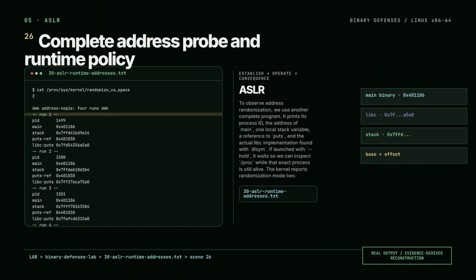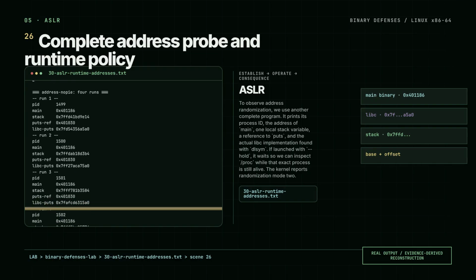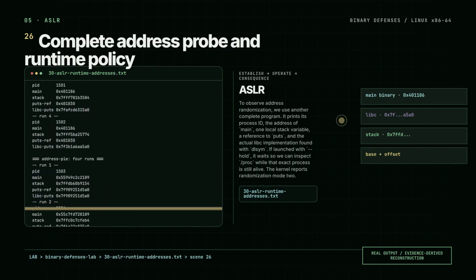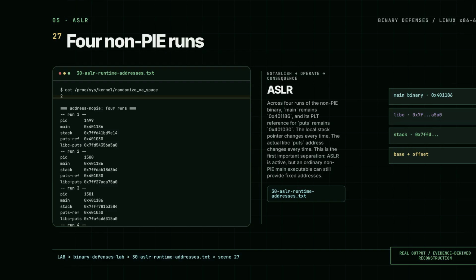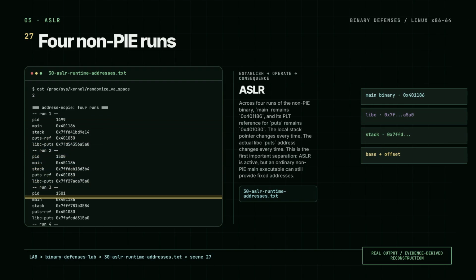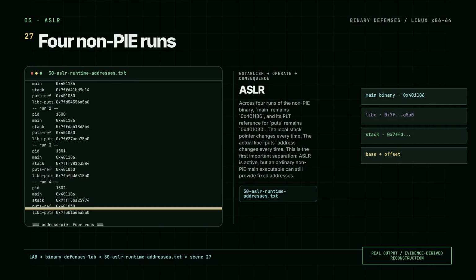To observe address randomization, we use another complete program. It prints its process ID, the address of main, one local stack variable, a reference to puts, and the actual libc implementation found with dlsym. If launched with hold, it waits so we can inspect proc while that exact process is still alive. The kernel reports randomization mode 2. Across 4 runs of the non-position independent build, the program's main function and its linked puts reference remain fixed.